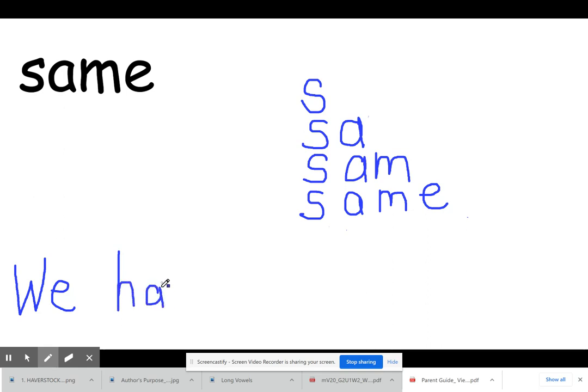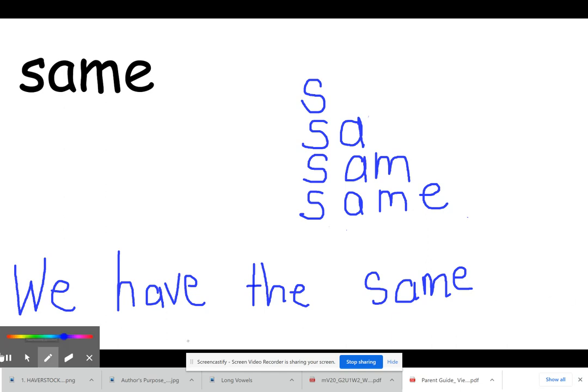Notice I started with a capital letter and I'm putting spaces. We have the, now I'm going to use that word same. We just practiced. We have the same. I don't think I have room for shoes here, so I'm going to come down here to my next spot. Shh. That's got the digraph. Shh. Oohs and shoes. It's a hard one. It's got an O, E, S, and I have to end my sentence with a period. We have the same shoes.